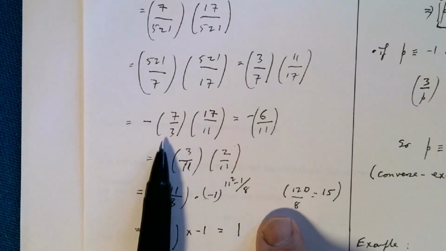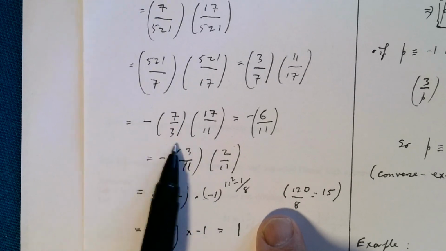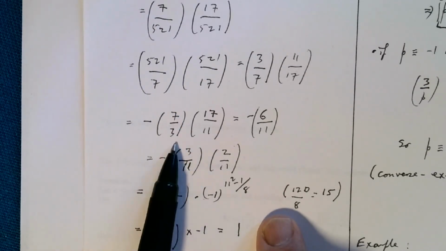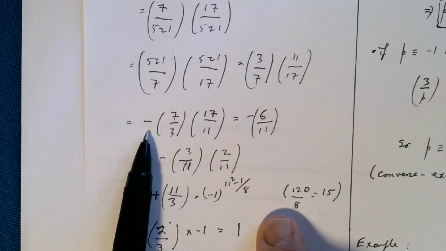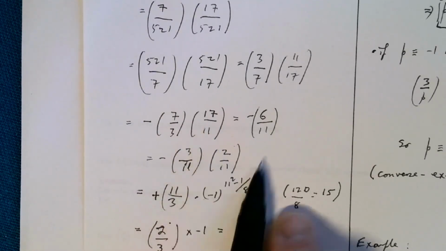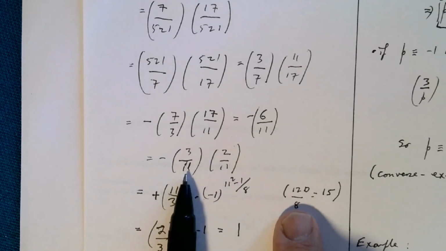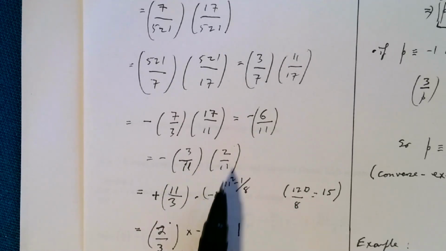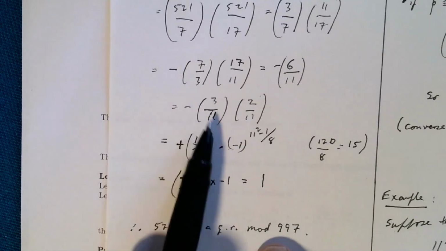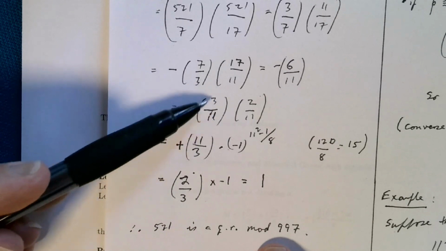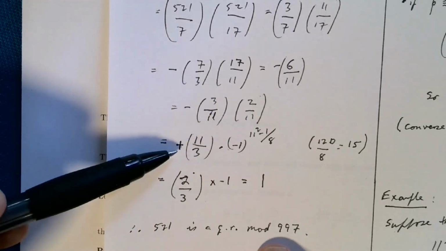Now 7 over 3, well, modulo 3, 7 is just 1, and 1 is a square, so 1 over 3 is 1, so I just get the minus sign here. And 17 mod 11 is 6. Finally, I can split the 6 up into 3 times 2. These are both 3 mod 4 primes, so when I flip this upside down, I pick up a minus sign, which cancels to give me a plus there.